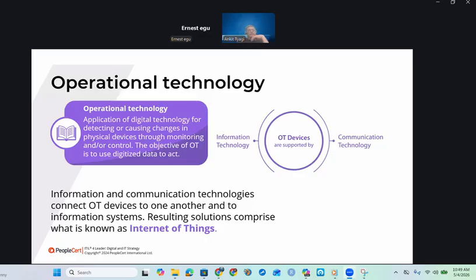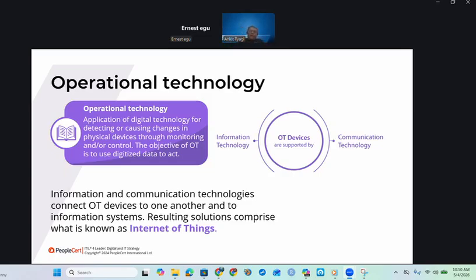Similarly, operational technology is the application of digital technology for detecting or causing changes in physical devices through monitoring and control. The objective of OT is to use the digitized data to act. So when data which has been stored in a digital form is used to change the state of physical devices, that is when we call it operational technology. So operational technology uses the digital data to change the state.